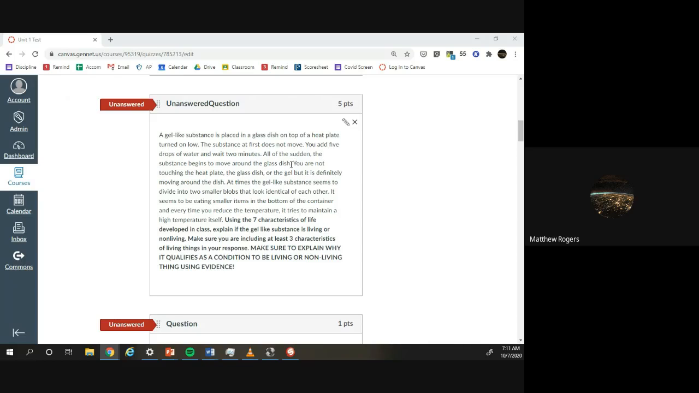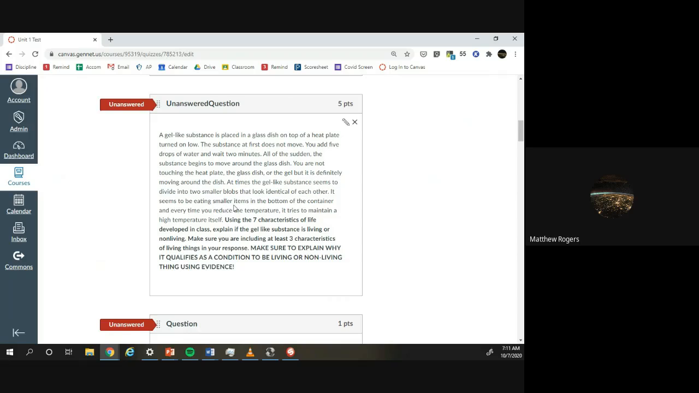So it's interacting, you could say, with the heat or water. That could be positive. You're not touching the heat plate, the glass dish, or the gel, but it's definitely moving around the dish. At times, the gel-like substance seems to divide into smaller blobs that look identical to each other. You could say that's reproduction, or you could say that's just randomly happening. You could also maybe make an argument here that that's heredity or DNA.